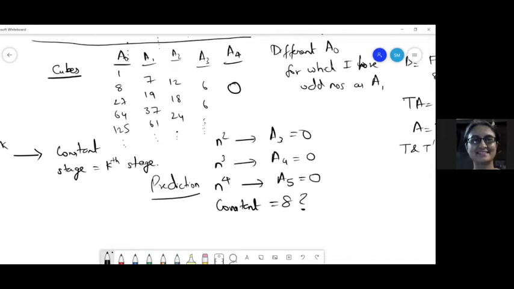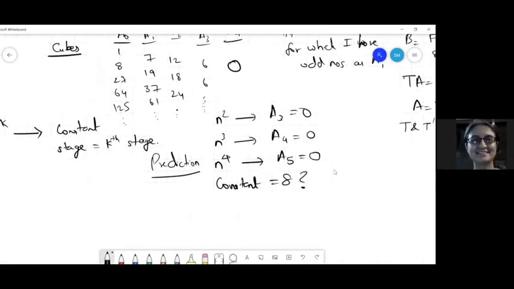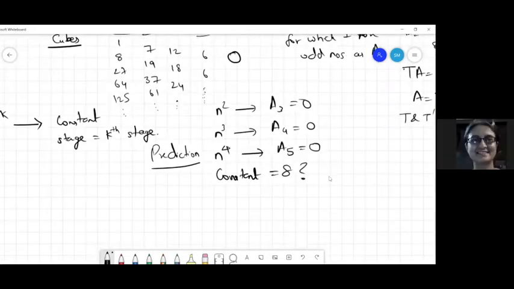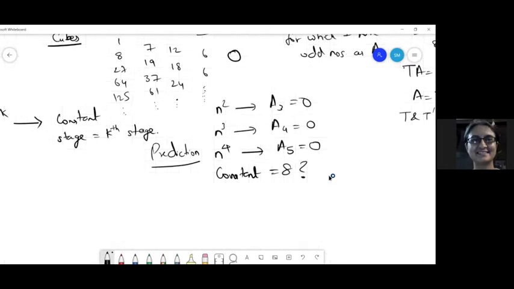I did it for the fourth power. I did achieve the constant stage as A5. Excellent, the fifth stage. I am still trying to understand the pattern of the constant. For the first time the constant was 2, second time it was 6, third time it is 24.